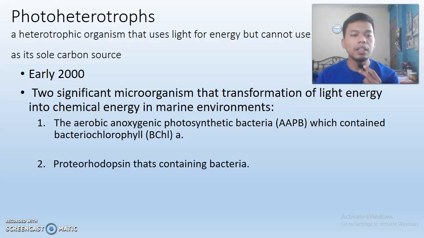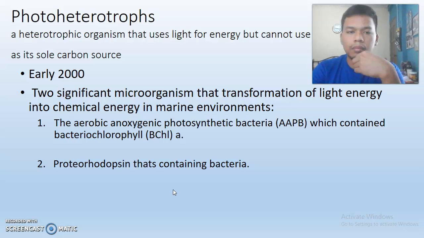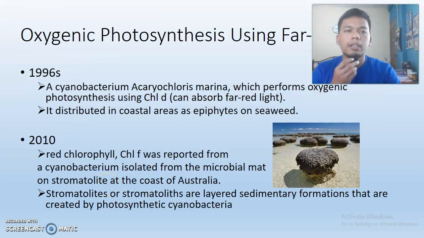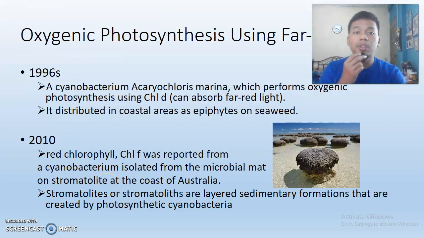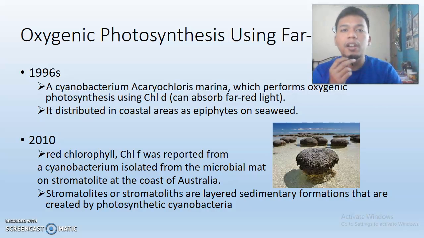Number 2 is proteorhodopsin-containing bacteria. Okay, for the oxygenic photosynthesis that uses far red light, in 1996 they found a cyanobacterium that used chlorophyll d to absorb far red light, called Acaryochloris marina.